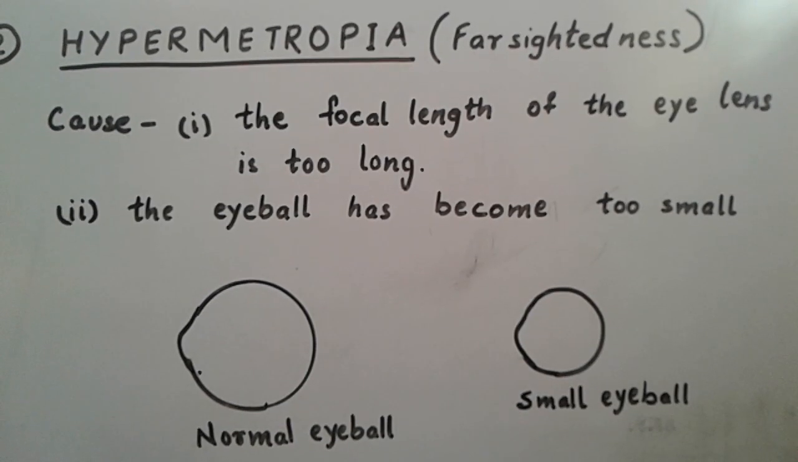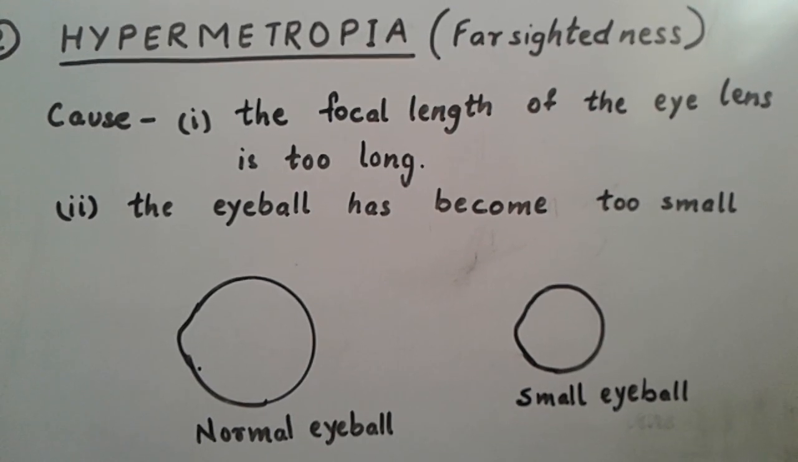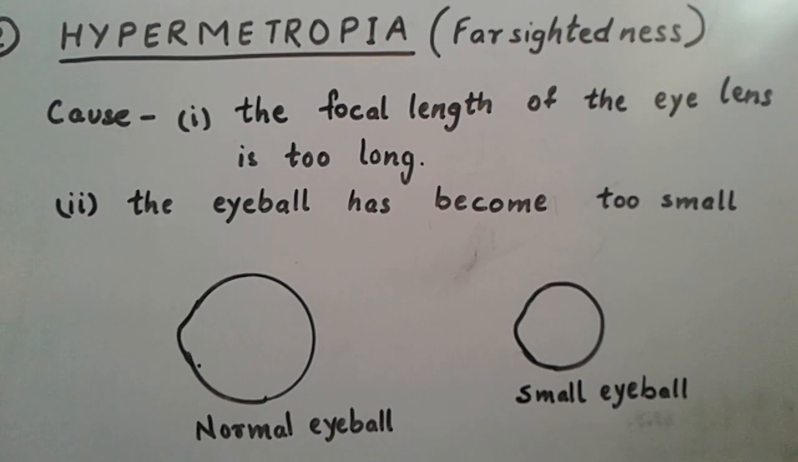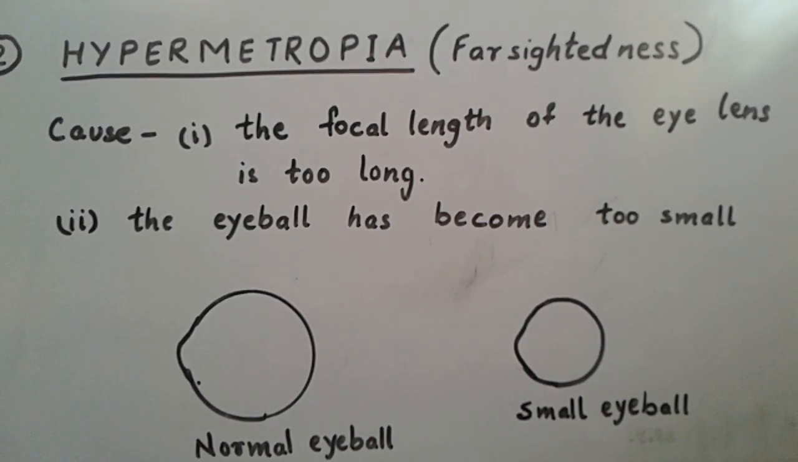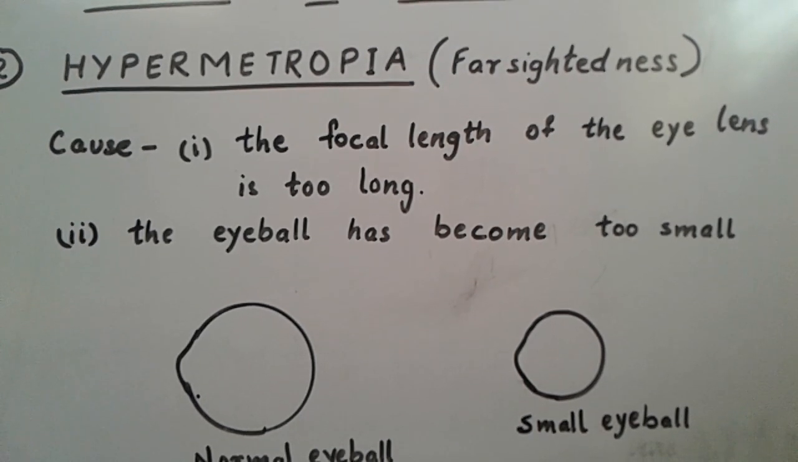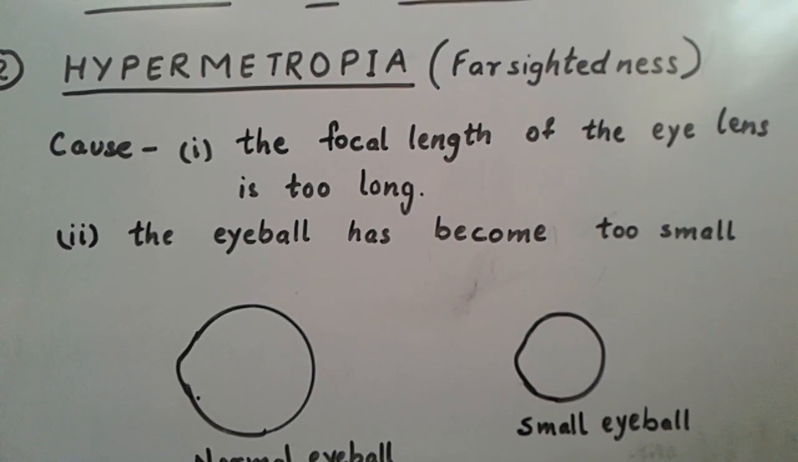The second possible cause is that the eyeball has become too small. This is the normal eyeball, and if the eyeball becomes small, then it could look like this. So these are the two possible causes. The focal length of the eye lens is too long, and the second one, the eyeball has become too small. Because of either of these two causes, hypermetropia may arise in a person.